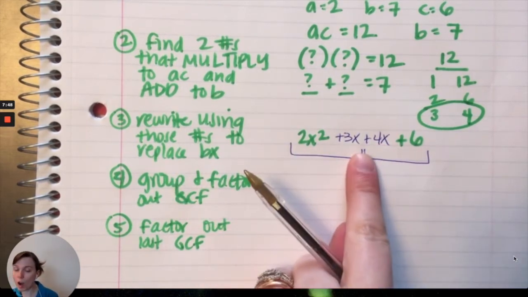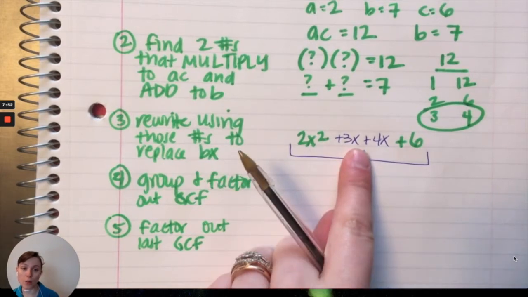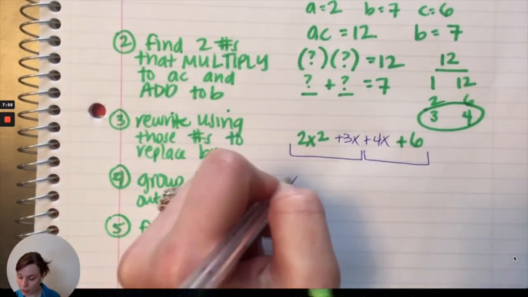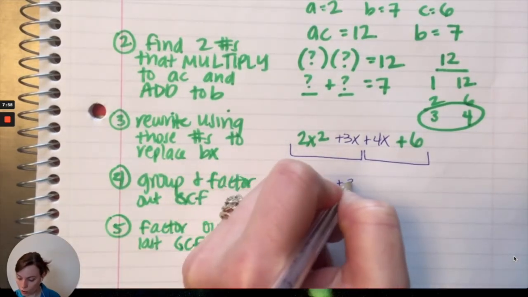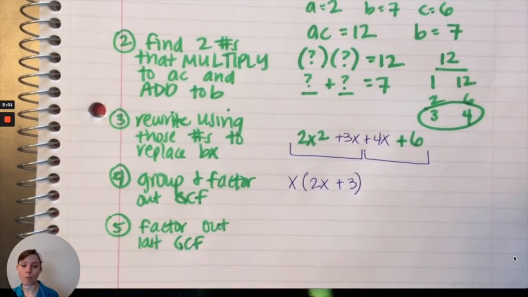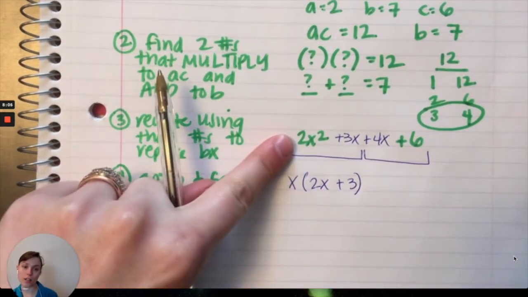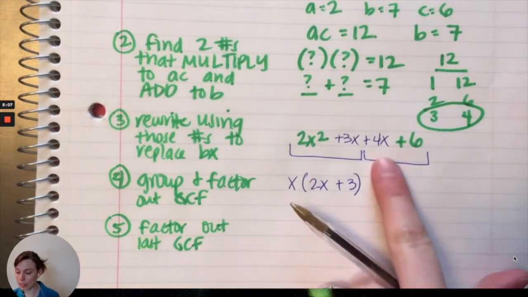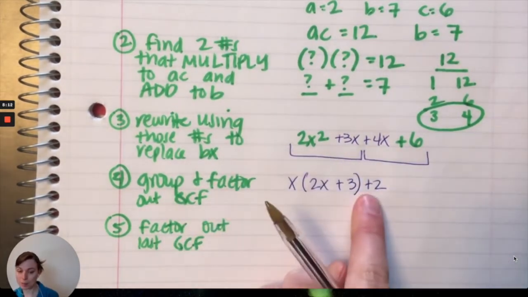So this is group 1, and what is the GCF of this first group? 2x squared and 3x both have an x in common. Now if we divide by x, we will end up with 2x plus 3. Now I want you to go back, pause the video. If you distribute this x through, do you end up with 2x squared plus 3x? All right, second half, 4x and 6 have a GCF of 2. Notice it's a positive 2.